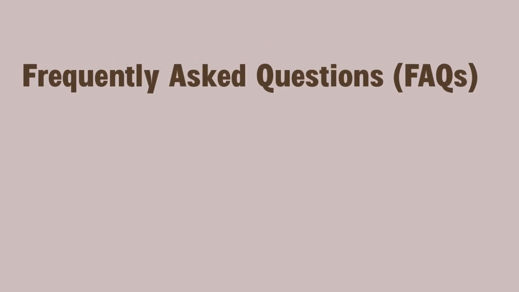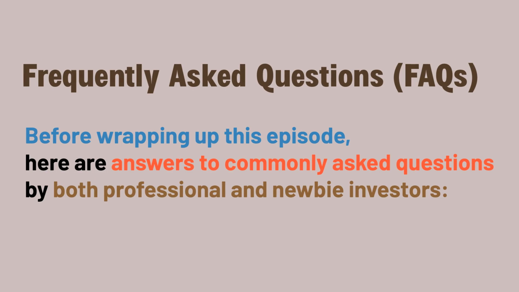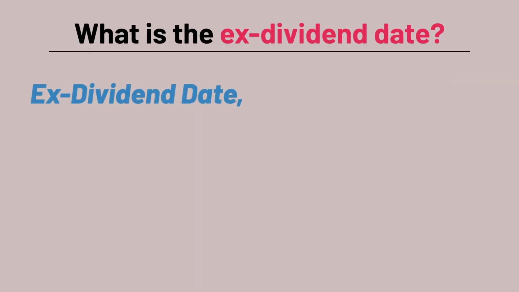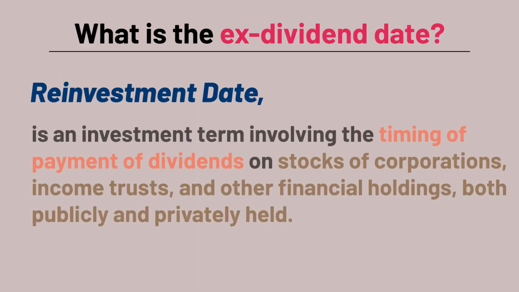Frequently asked questions, FAQs. Before wrapping up this episode, here are answers to commonly asked questions by both professional and newbie investors. What is the ex-dividend date? The ex-dividend date, also known as the reinvestment date, is an investment term involving the timing of payment of dividends on stocks of corporations, income trusts, and other financial holdings, both publicly and privately held.